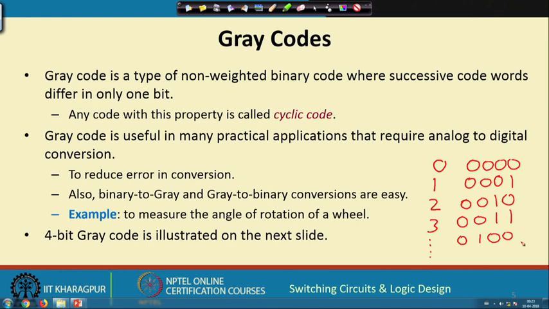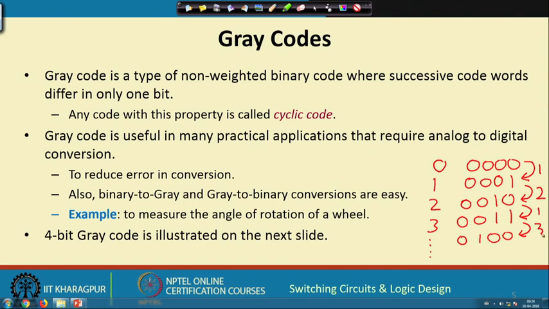Now, the issue is, let us see from one combination to the next, how many bits are changing? See, from 0 to 1, only the last bit is changing. So, only one bit is changing, 1. But from 1 to 2, both the last two bits are changing. So, there are 2 bits changing. 2 to 3, again only the last bit, only 1, but 3 to 4 you see all the last 3 bits are changing, this is 3.